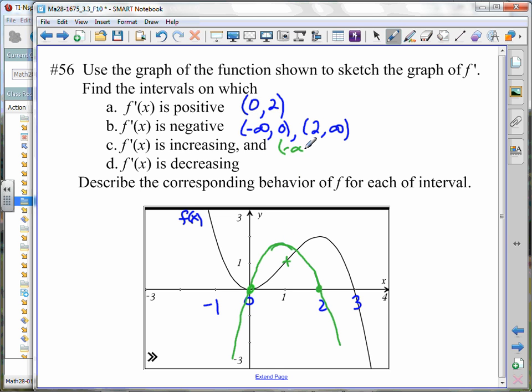From negative infinity to 1, it's decreasing. From 1 to... Isn't that an interesting way to look at that graph? It kind of plays with your mind a little bit.